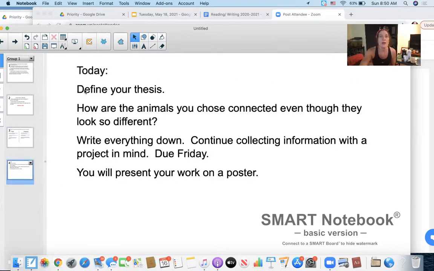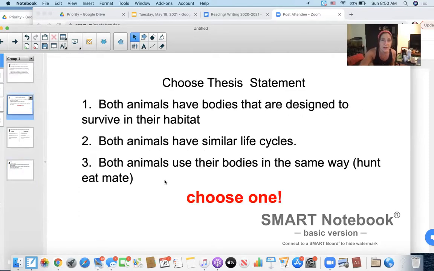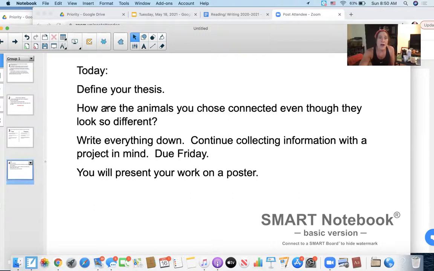All right, so today you are going to define your thesis. Decide what that is. It's one of these three thesis statement ideas that we gave you. How are the animals that you chose connected, even though they look so different? So how is the snake and the elephant connected, even though they both look so different? You're going to write everything down. You're going to spend today and tomorrow and whatever continuing to collect information with this idea in mind.